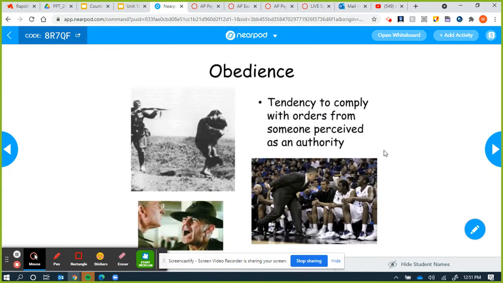All right, obedience. We all know what obedience is. The tendency to comply with someone that we perceive as being an authority figure.